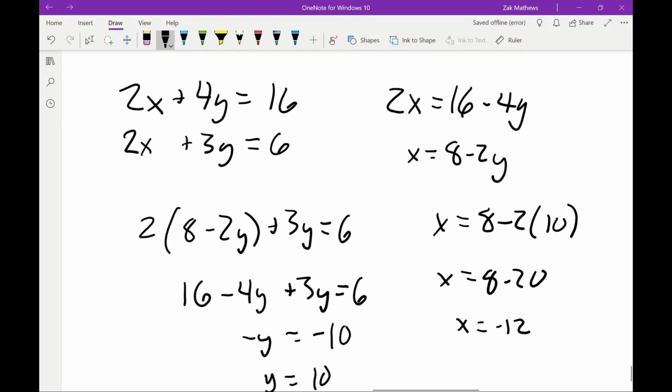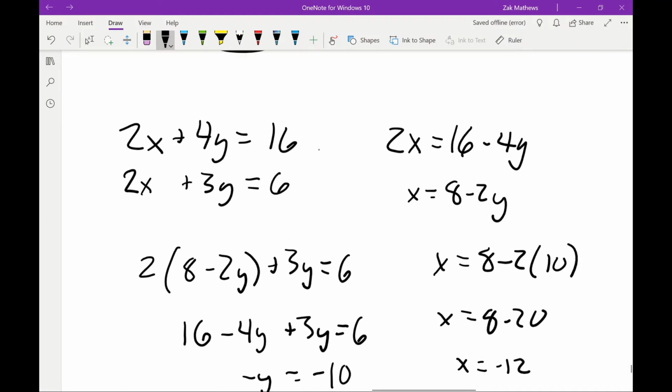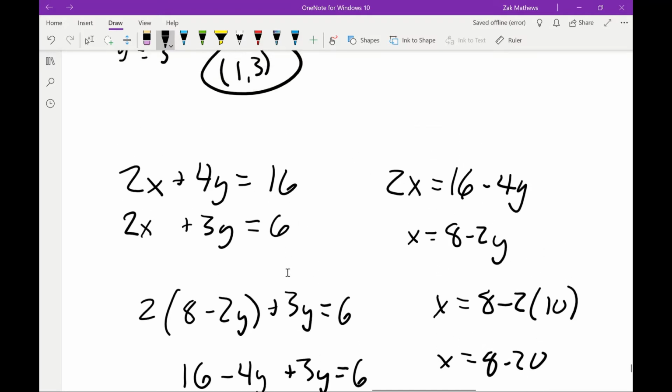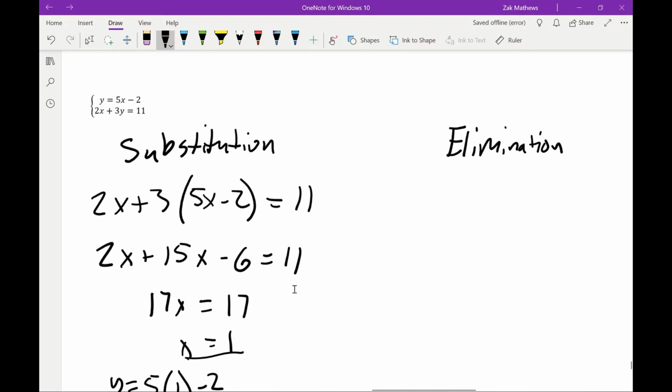So substitution, pretty easy. A little bit more work when we have to solve for one of the variables, but we just do that simple solving, and then we plug into the other equation. Let's talk about elimination. Elimination, in my opinion, is sometimes faster. In fact, a lot of times it's faster.